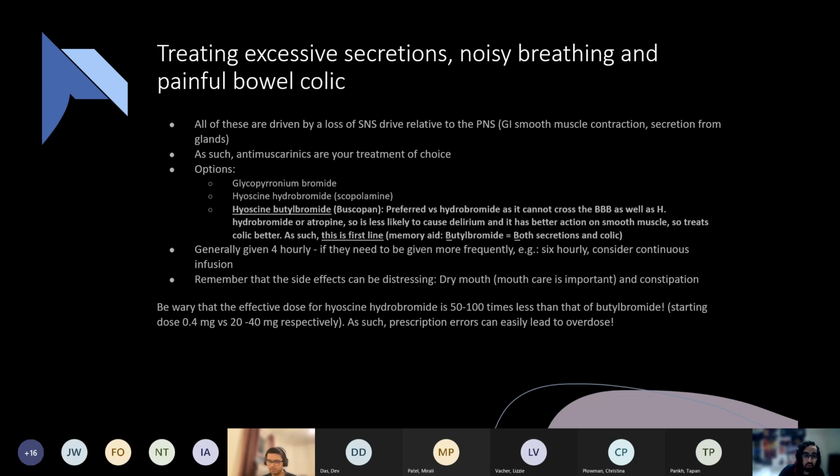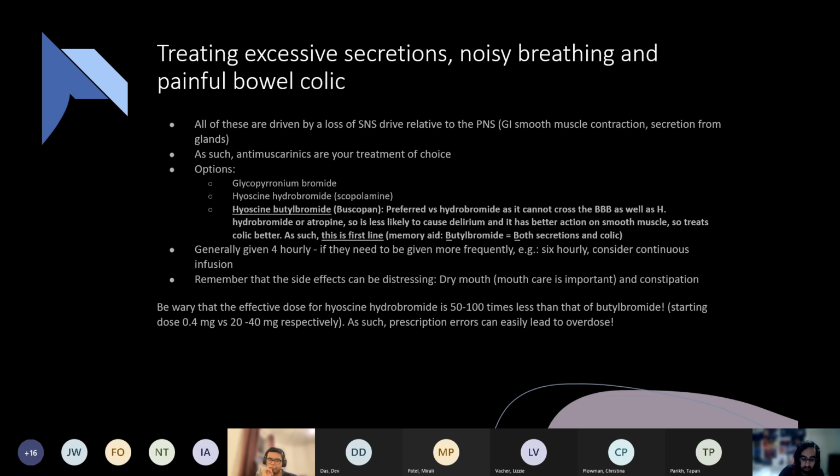Prescription-wise, you give it every 4 hours. I made a typing mistake there. If they need to be given more often than every 4 hours, so that's supposed to say if they need to be given hourly, sorry, I'll change that afterwards. If they need to be given, let's say, every hour because the person is having horrible secretions, then you can consider putting it in an infusion.